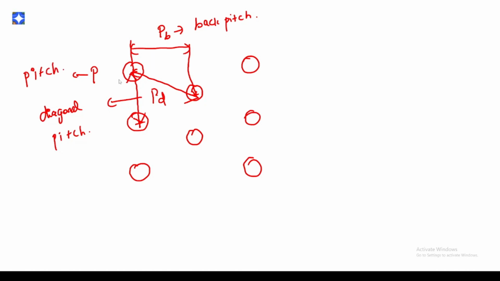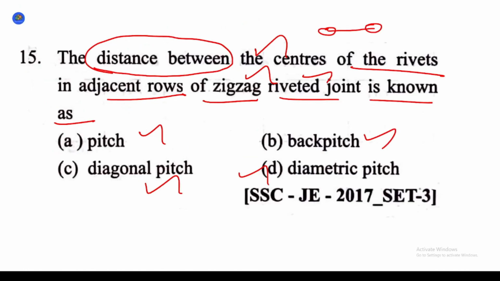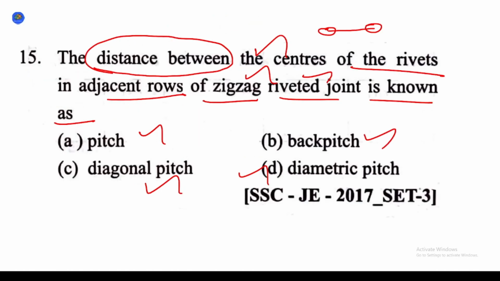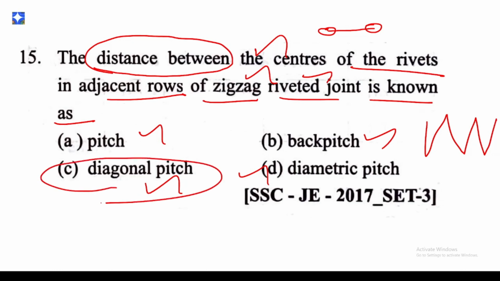In this question they have given the distance between the centers of the rivets in the adjacent rows. So this is one row and this is the second row, and the distance between these two centers. Adjacent row in the sense it would be a zigzag pattern, it is said. So you have to be careful: since it is zigzag, it would be like this, which means between one row and the adjacent row it would always be diagonal. So option C would be the correct answer.